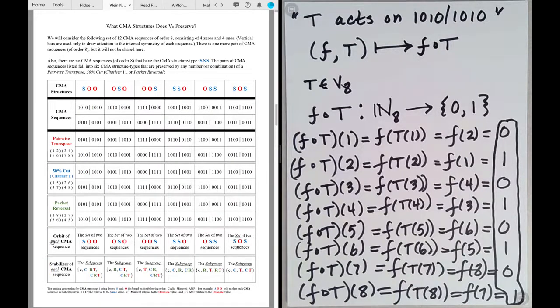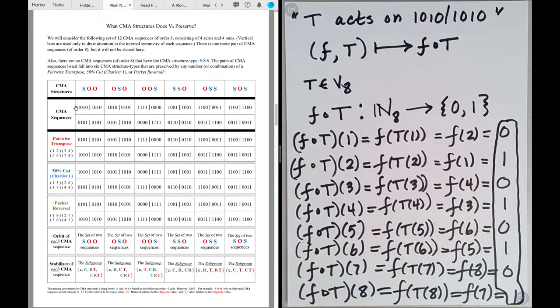And this one here, I suppose we could maybe focus on this one just for a second. It says, the orbit of each of the CMA sequences in a particular column, and then it gives the answer. So for example, up here, we have a CMA structure type of SOO. Here are the two sequences. The top one is the one that we've been working with.